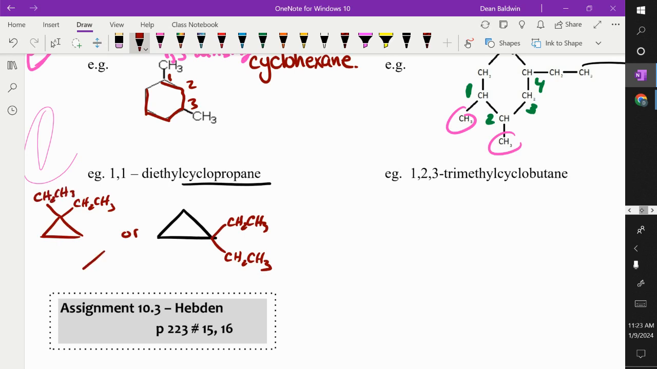Or you could even draw it on the other carbon, because those are all the same molecule, right? If you turn it and flip it, you get the same molecule. So it doesn't actually matter.